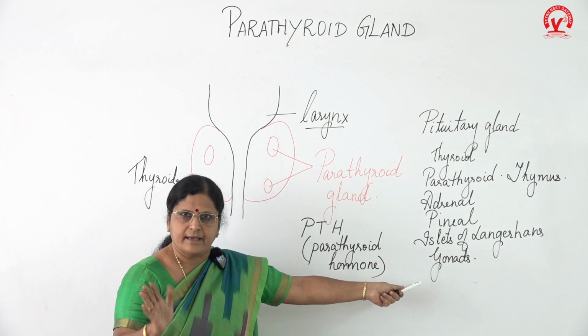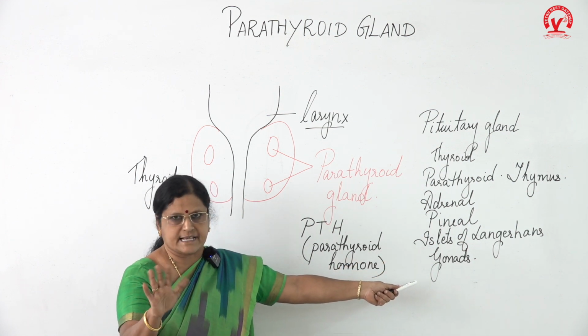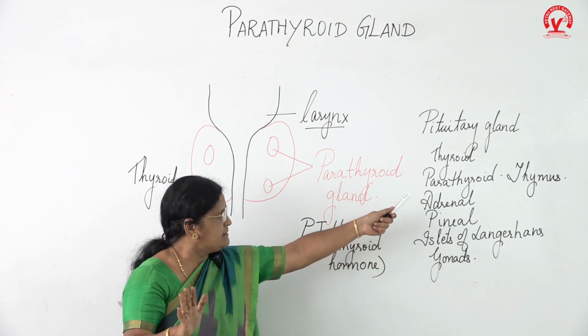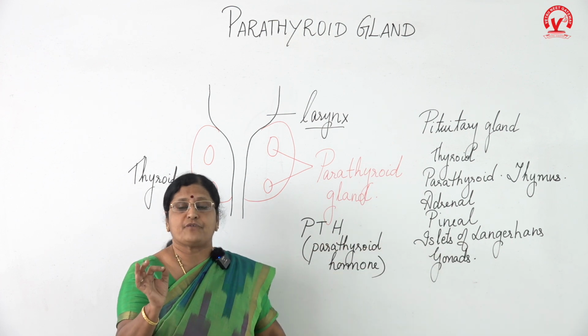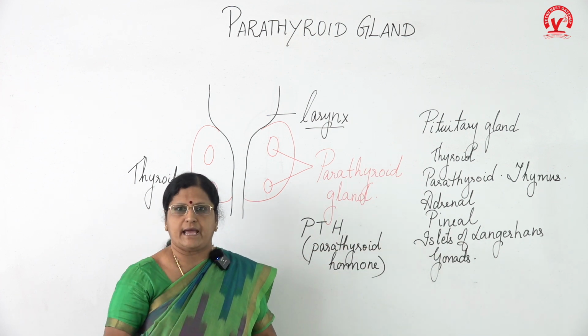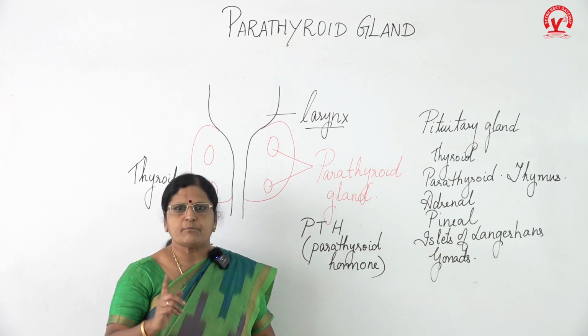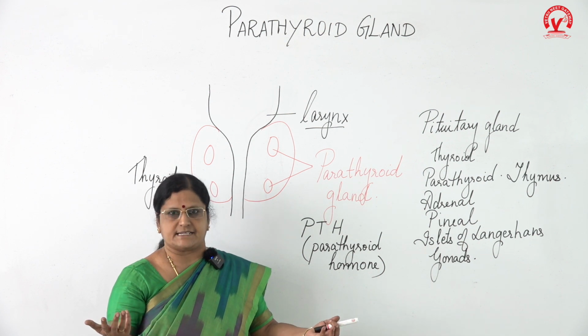Next, the gonads: reproductive hormones, sex hormones. Then we come to the thymus gland. The thymus gland is one of our immunological organs. What is immunity? Immunity is nothing but resistance.